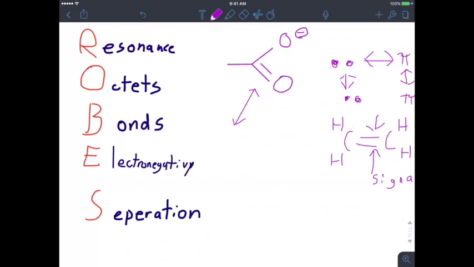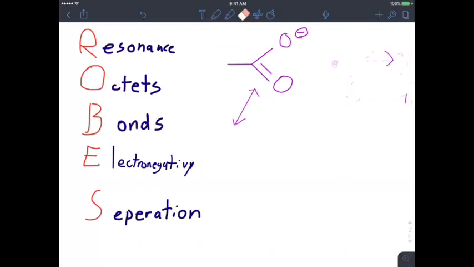We don't want to break up a sigma bond at all. If we break one of these, we end up destroying the structure. So we can only go from pi bond to pi bond and pi bond to lone pair. Now let's jump into our first problem.